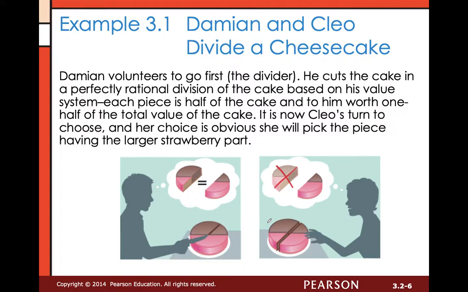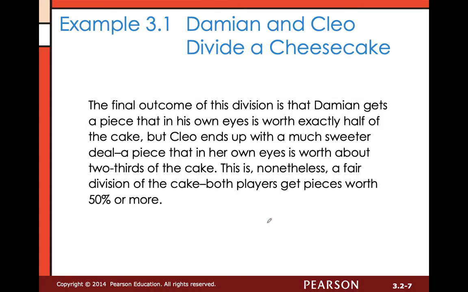Okay, so Damien volunteers to go first and be the divider. He cuts the cake into a perfectly rational division based on his value system. Each piece is half the cake, and to him, worth one half the total value of the cake. It's now going to be Cleo's turn to choose, and her choice should be pretty obvious: she's going to pick whichever piece has the larger strawberry part. The final outcome of this division is that Damien gets a piece that in his own eyes is worth exactly half the cake, and Cleo ends up with actually a better deal, a piece that in her own eyes is worth about 2/3 of the cake. This is nonetheless a fair division of the cake. Both players get pieces worth 50% or more.